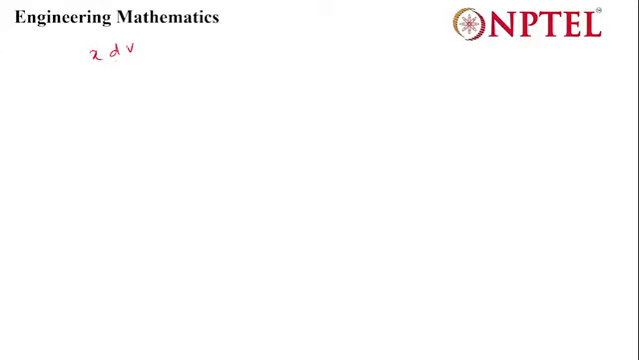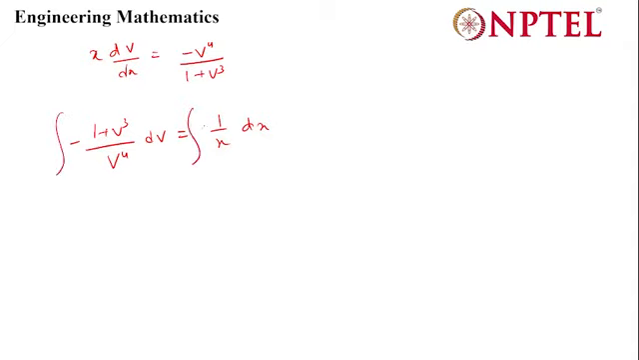x dv by dx is equal to minus v to the power 4 divided by 1 plus v cube. Now (1 plus v cube) dv is equal to 1 by x dx. Now this is variable separable: one variable this side, one variable the other side. Now you can easily integrate this and solve it.